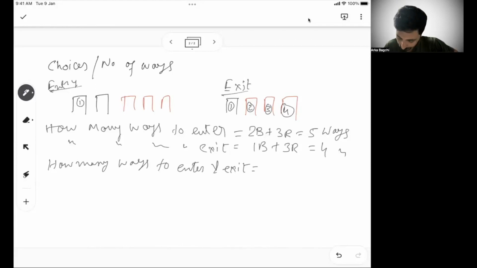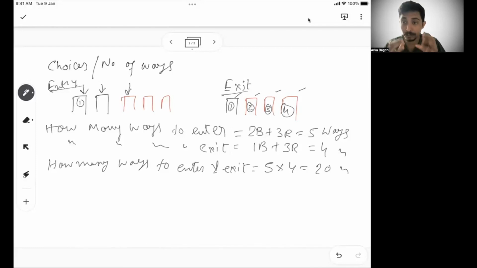The moment you enter through this, you can exit through either of 1, 2, 3, and 4. Similarly, if you enter through this black door, you again have four options to exit. If you enter through this red door, you again have four options to exit. So for every entry, you have four options to exit. For 5 entries, we should have 5 into 4, 20 ways. So in total there are 20 ways you can enter and exit the room.